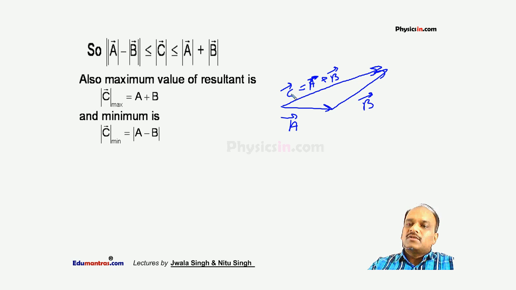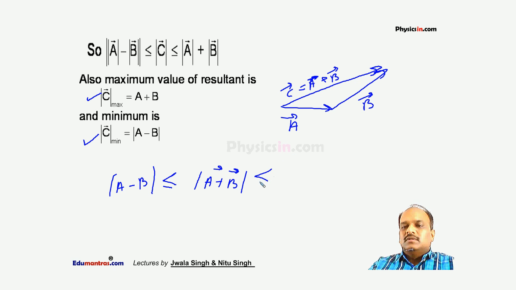We can say the magnitude of C is always less than or equal to mod of A plus B. As we have already calculated, the magnitude of C is maximum and equal to A plus B, and the minimum value of magnitude is mod of A minus B. So the maximum value of C is A plus B and the minimum value of C is mod of A minus B. So we can say mod of vector A plus B always lies between mod of A minus mod of B and mod of A plus mod of B.